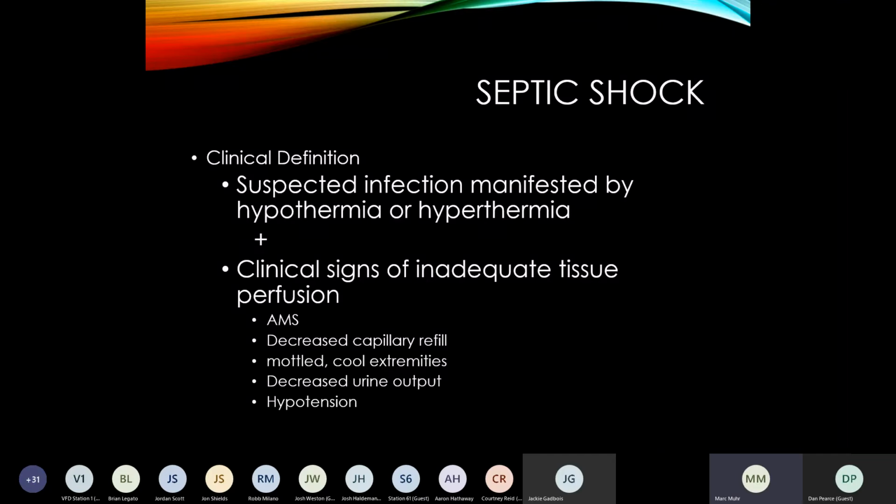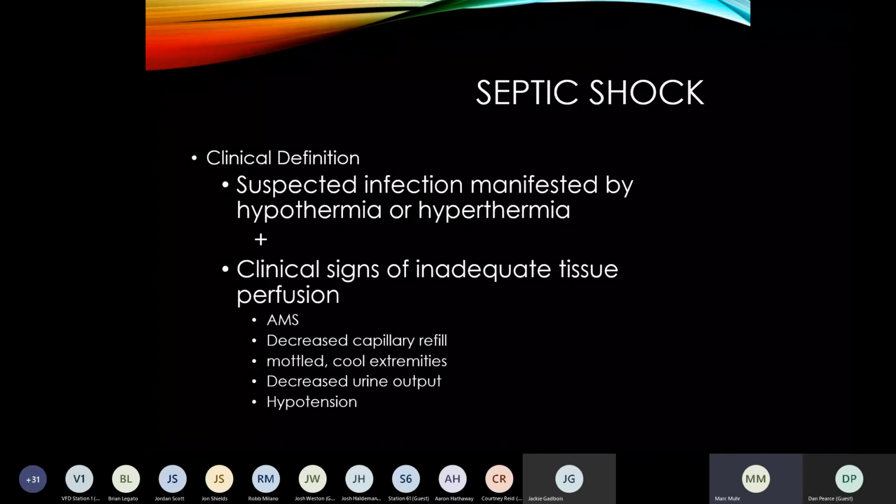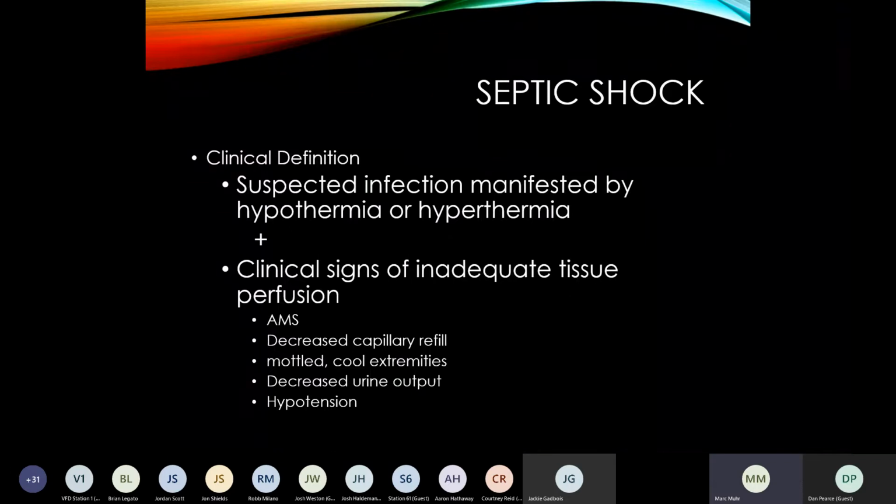Managing septic shock in kids, the clinical definition is a suspected infection. We've talked a little bit about some infectious processes already. Manifest by hypothermia or hyperthermia, so not all sepsis is feverish. Clinical signs of inadequate tissue perfusion: altered mental status, decreased capillary refill, become mottled, their extremities can become cool, decreased urine output, and then hypotension. Signs of inadequate tissue perfusion with suspected infection: septic shock.